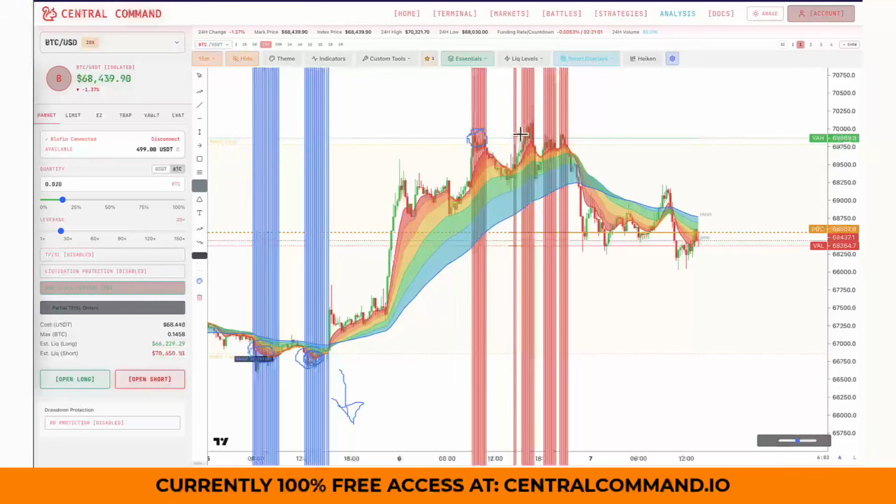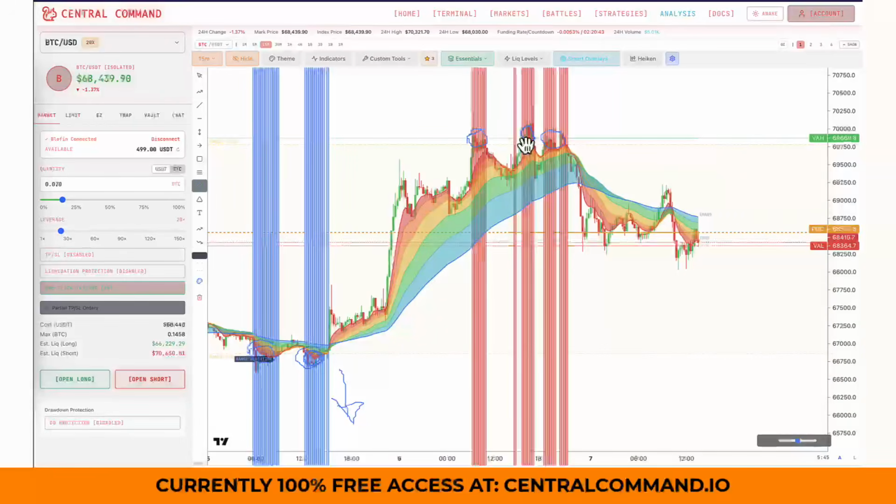If the red appears, we're likely exhausted, and while that may not be an immediate top, it's not a place where you want to go long. So actually we want to do the opposite. We want to look for longs once it starts turning blue, and we want to look for shorts once it starts turning red. And keep in mind, this works on all different time frames.